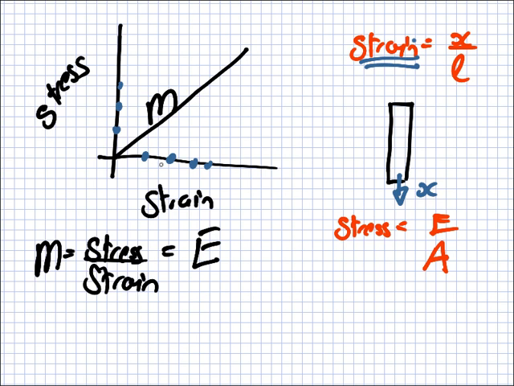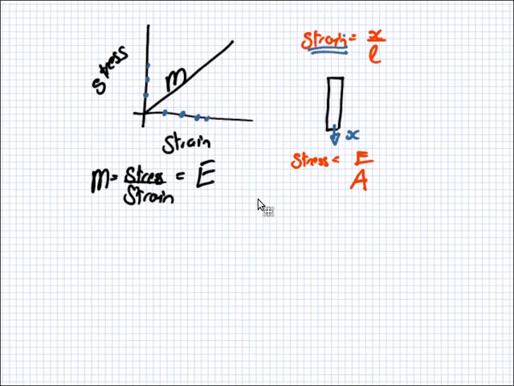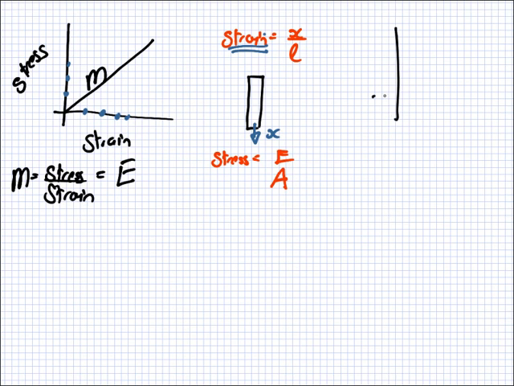So for the stress-strain graph, we get it like this. You can also have the graph like this. You can put the stress here and the strain here. It depends on what you're changing. So the only difference is the slope M doesn't equal E. What will it equal? It will equal 1 over E. That's the only difference. Okay.